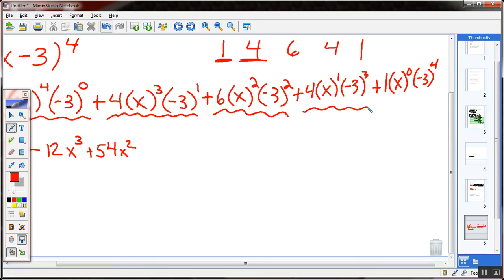Negative 27. So I've got this part to be negative 27 times 4. I'll just tell you that's minus 108 if you punch that up. So it'd be minus 108 what? We're getting there. Last one. Oh, hey, what's x to the 0 going to equal? 1 times 1 is still 1. So we really have negative 3 to the 4th. Negative 3 times negative 3 times negative 3 times negative 3.